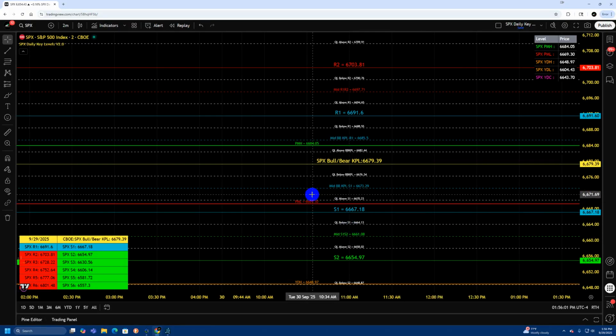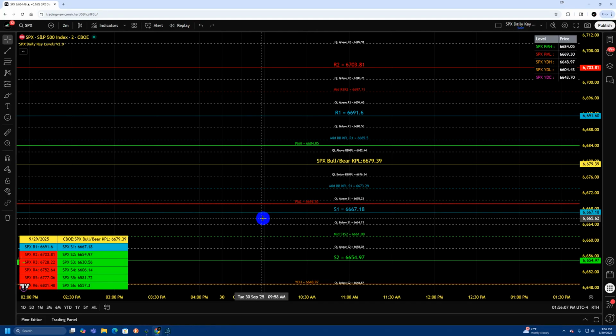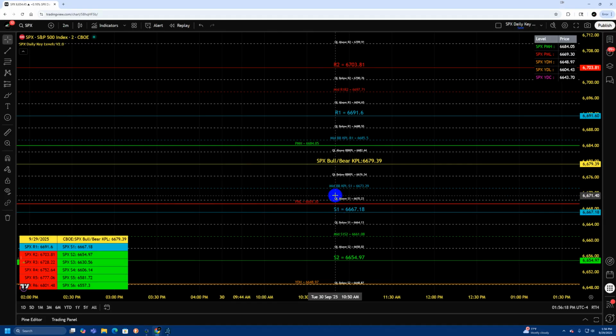Let's say the reverse happened. Price is slicing through S1 and closing below S1, and you want to take a bearish trade off of S1. Then on a bearish trade from S1, your tight stop loss is the QL above S1, and your standard stop loss is the first midpoint above S1.